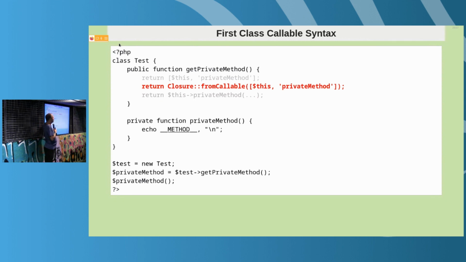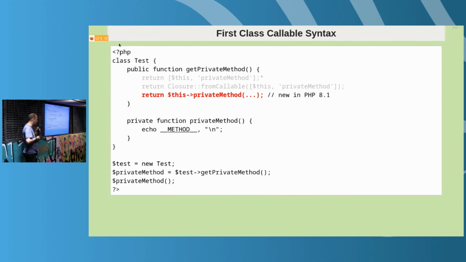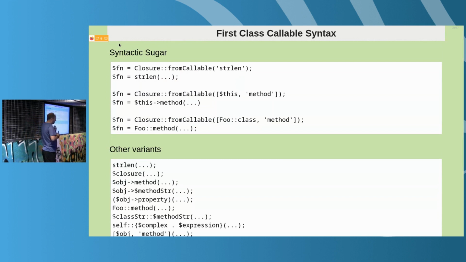Now, the problem with this is that it is really annoying to type. So what we got in PHP 8.1 is this ... operator again. If you use that as the only thing inside an argument list of a function, it basically does the same thing as fromCallable, but is a lot easier to type. It is basically syntactic sugar. Closure::fromCallable('strlen') is the same as doing strlen(...), and this method is the same as this. So it's just a much nicer way of writing it, and it works for basically every other variant you can think of. There are so many that I didn't even fit them on the slide.